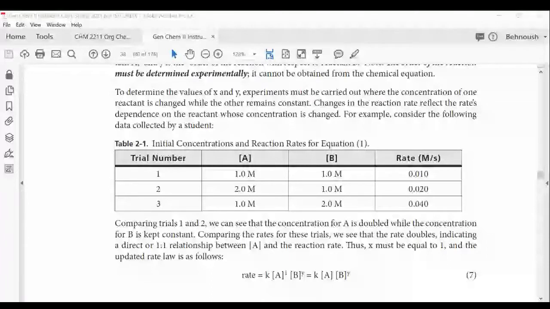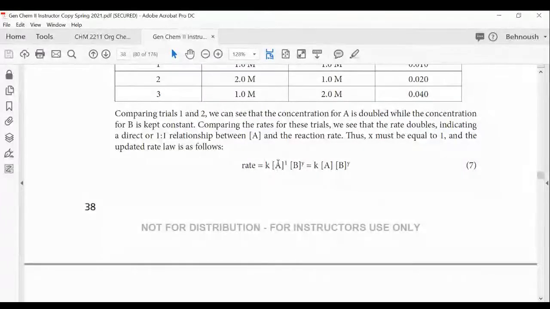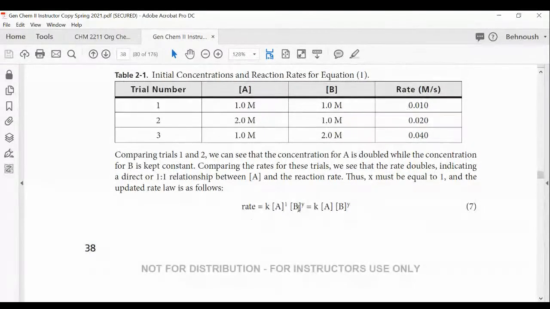Okay. Concentration for A is constant, so when you divide rate 3 over rate 1, the value for A is going to cancel. K would cancel, and then you could find the ratio of the concentration of B changing and the rate changing.